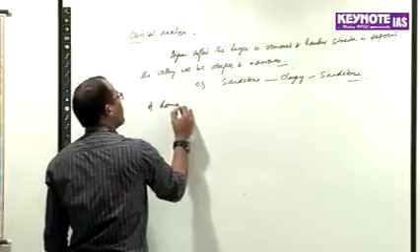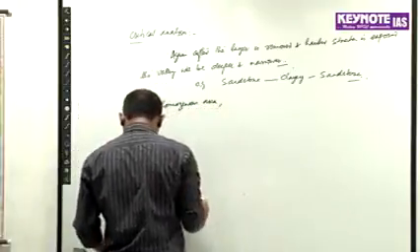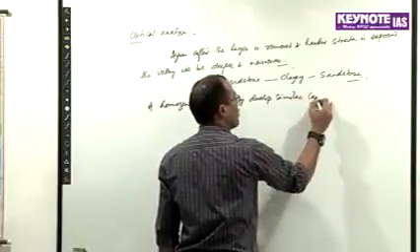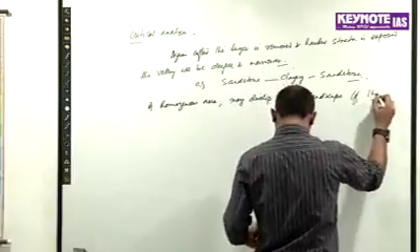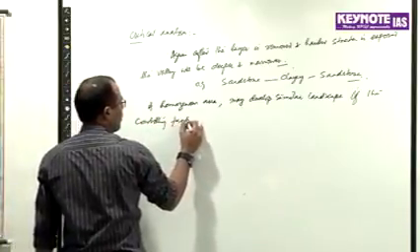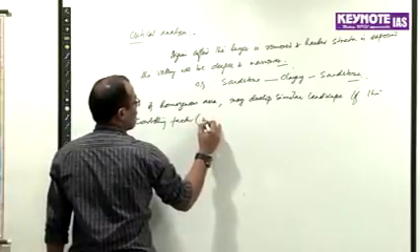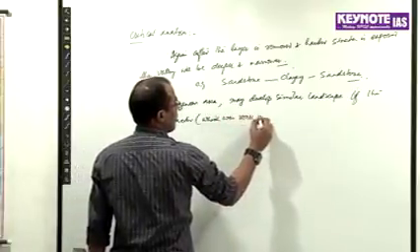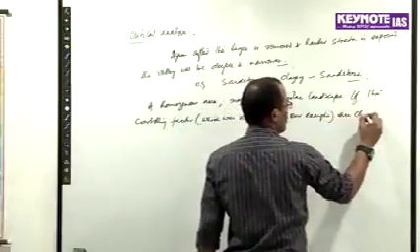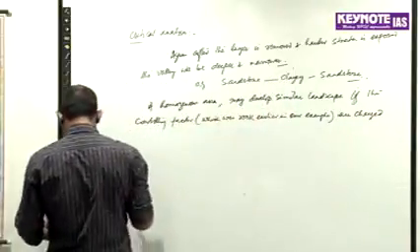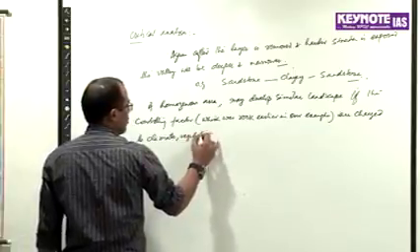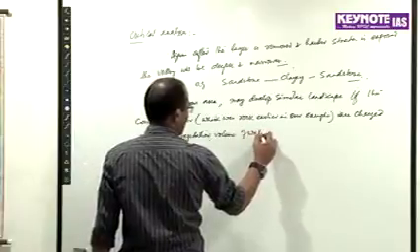A homogeneous area may develop a similar landscape if the controlling factor, which was rock earlier in our example, is changed to climate, vegetation, volume of water, etc.